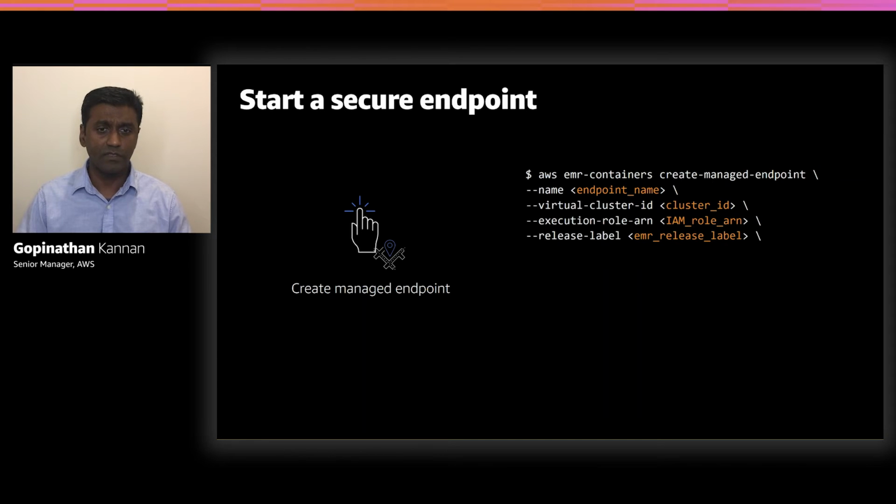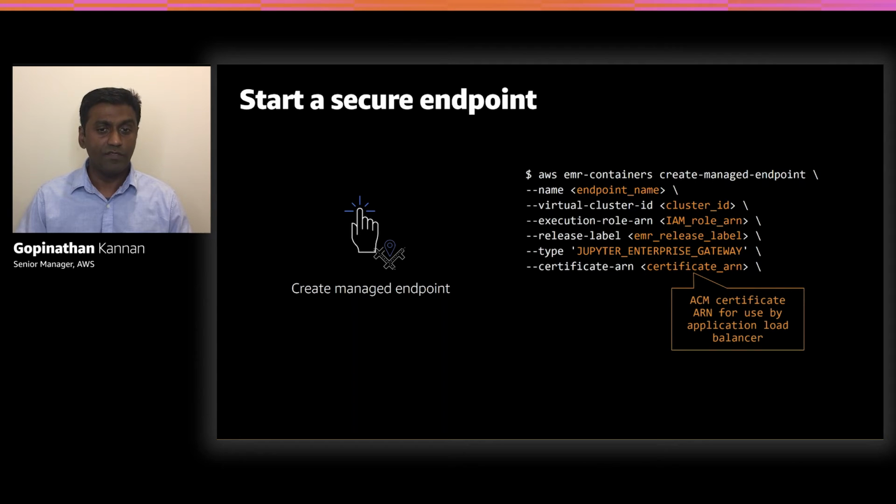choose the release label, and choose the type of endpoint. At this time, we support Jupyter Enterprise Gateway as one of the options. And finally, the certificate ARN that will be used by the application load balancer to secure the connection should also be specified. Note that you can provide configuration overrides to override the application configuration or monitoring configuration optionally, similar to how we do with jobs.